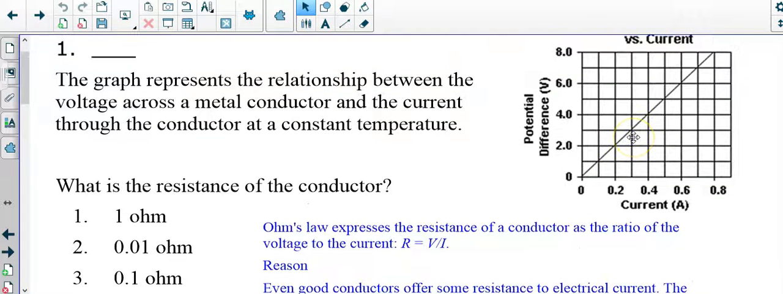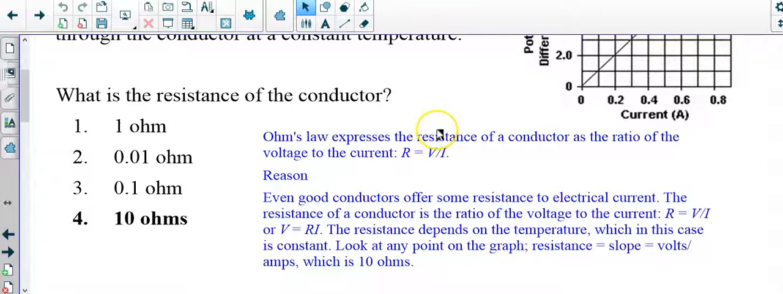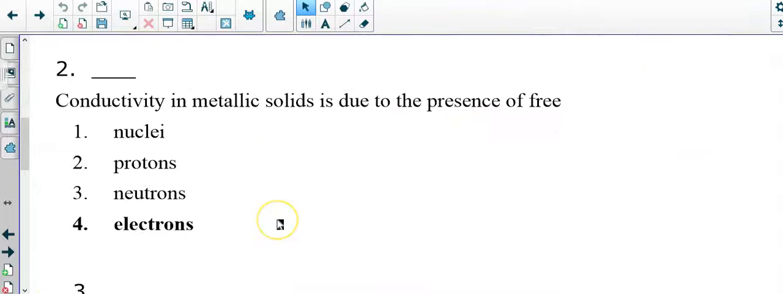You could pick any place you want here, especially where the line crosses the intersection of two lines. So you see 2 divided by 0.2, 4 divided by 0.4, etc. That's a slope of 10 ohms. Okay, let's take a look at the next one. Here's number 2, which is a quick fact. Conductivity in metal solids is due to the presence of free electrons. So it's the flow of electrons that causes conduction of electrical current through a piece of metal.